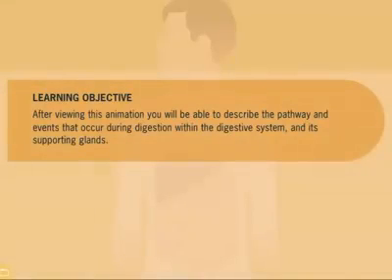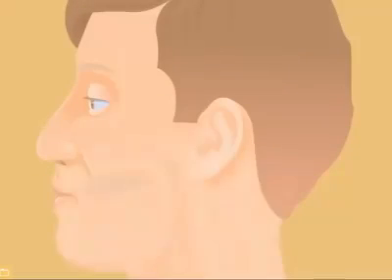After viewing this animation, you will be able to describe the pathway and events that occur during digestion within the digestive system and its supporting glands. Digestion starts in the mouth, also known as the oral cavity, where mastication occurs.